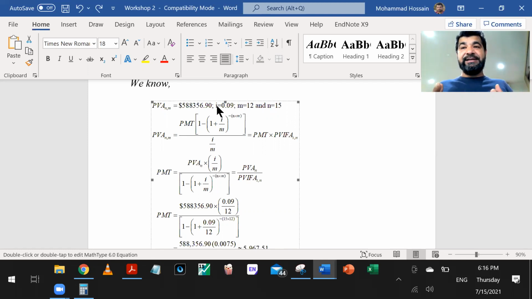588,356.90. That much money she has. So she's thinking, if I keep taking the money every month for the next 15 years, till my 80s, how much money can I take from the account? So that's what it is.